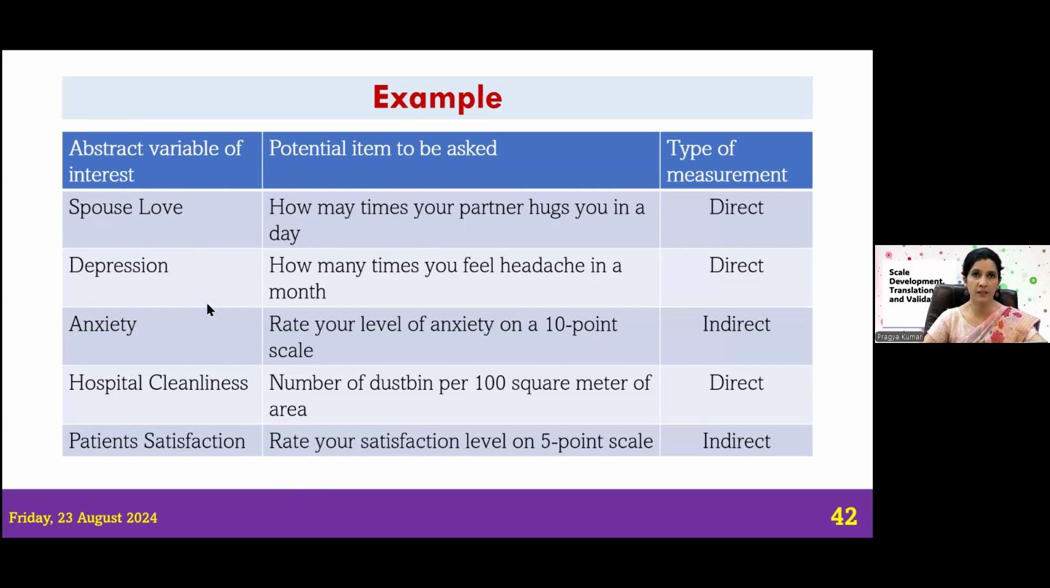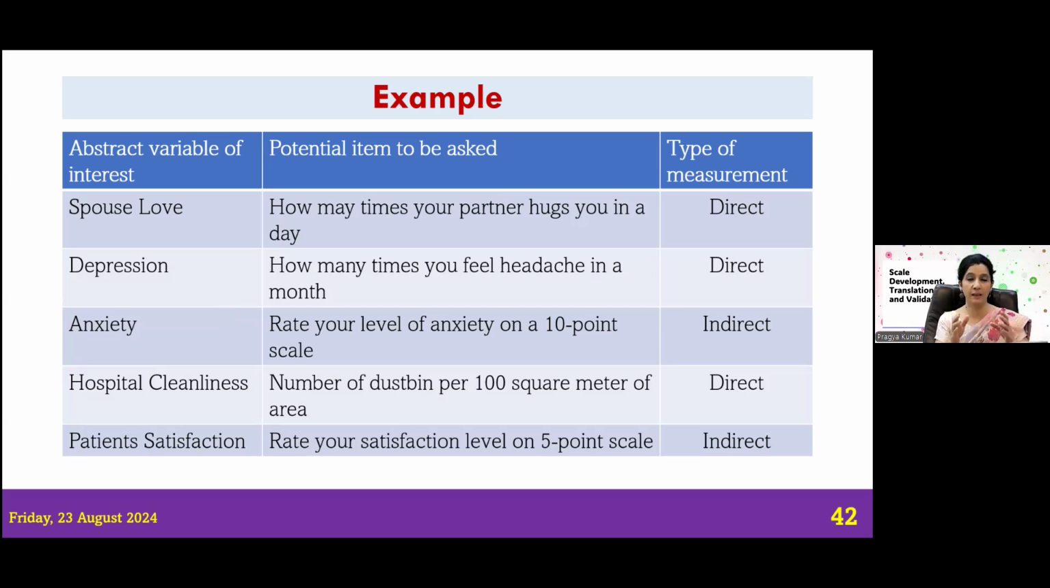For depression, if I am asking this question, how many times do you feel a headache in a month, or maybe in 1 week, again it is a direct question because I can answer that I have 2 episodes of headache or 3 episodes of headache. But if I ask this question, rate your anxiety level on a 10-point scale, I cannot answer it directly. I'll have to think, like my anxiety level is 3 or 4 or 5, something like that. I cannot answer it immediately. So it is an indirect question.